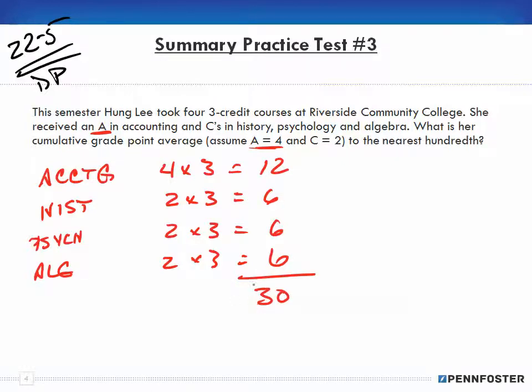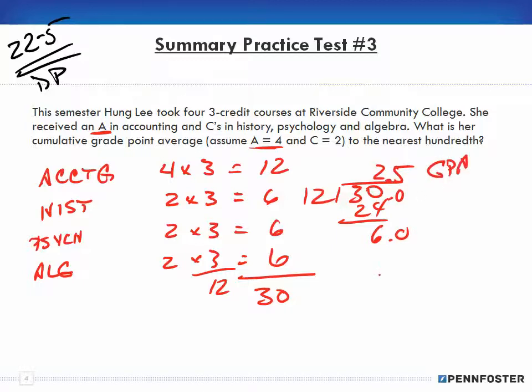And since we're talking about 3, 6, 9, 12 credit hours, we take the 30 and we divide it by 12, and that gives us, let's see, 2 is 24, that's 60, 2.5 as our grade point average, GPA. So 30 divided by 12 gives me a grade point average of 2.5. Right?